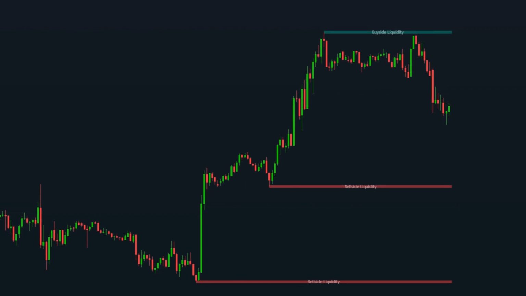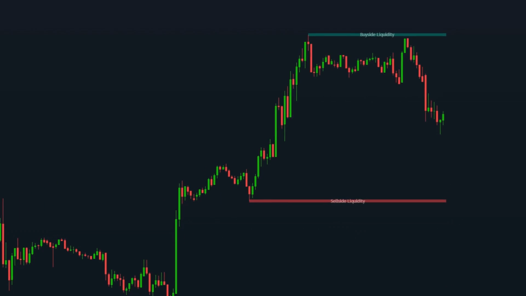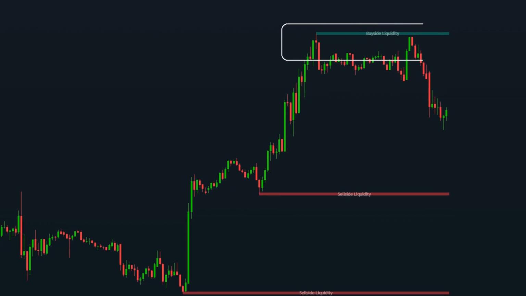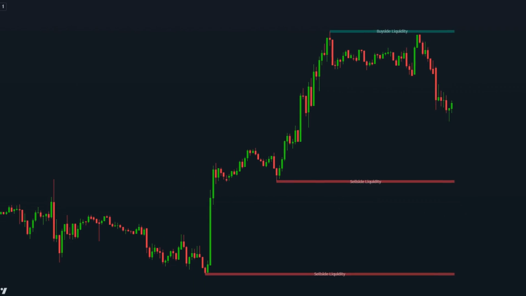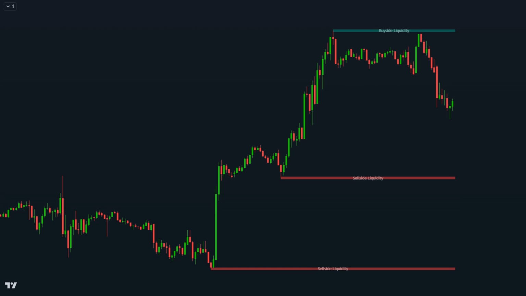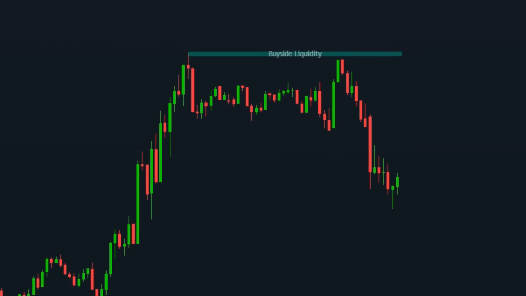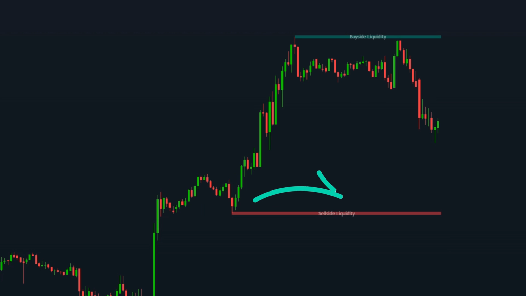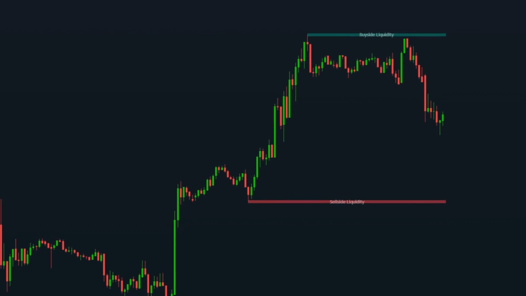Alright, let's get to the real game changer: liquidity zones. This indicator does the detective work for you, spotting buy-side and sell-side liquidity right on your charts. Imagine knowing where traders might have placed their stop-loss orders. Buy-side zones show where short sellers might be hiding, and sell-side zones pinpoint potential exits for long traders. This intel can be crucial for anticipating price movements.